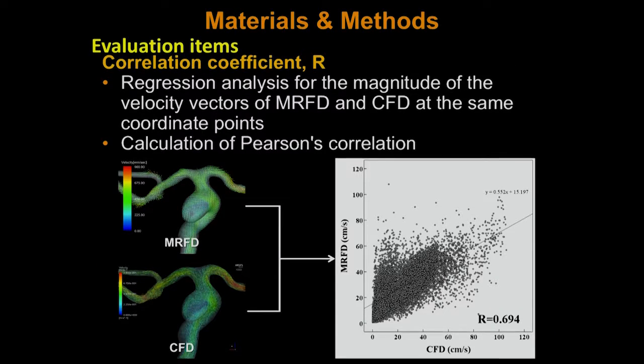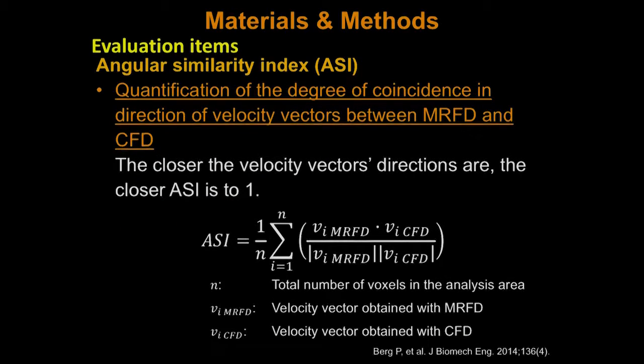We calculated the 4 evaluation items. First is the correlation coefficient for the magnitude of the velocity vectors of MRFD and CFD at the same coordinate points. And next is the angular similarity index, ASI. It is the quantification of the degree of coincidence in direction of velocity vectors between MRFD and CFD. One is the best, and the equation is here.